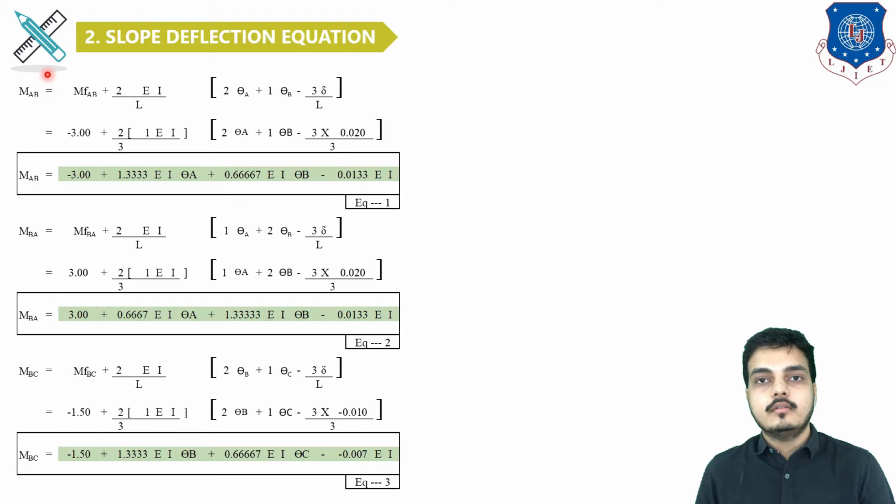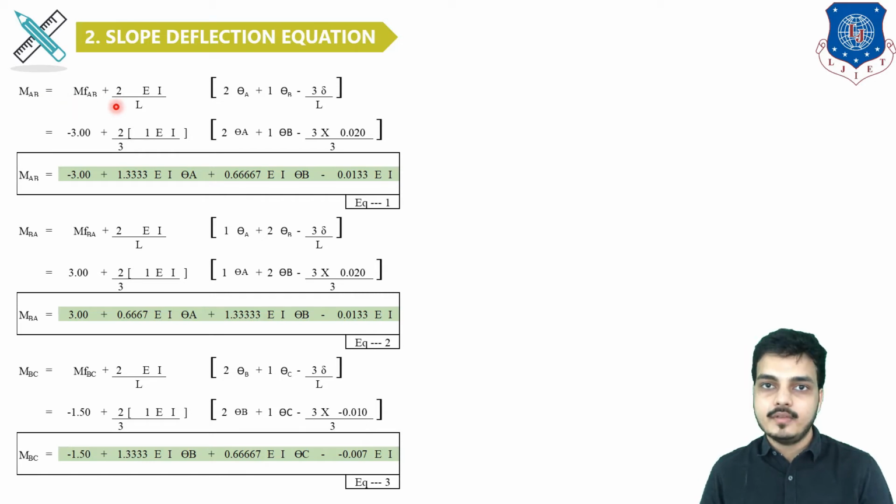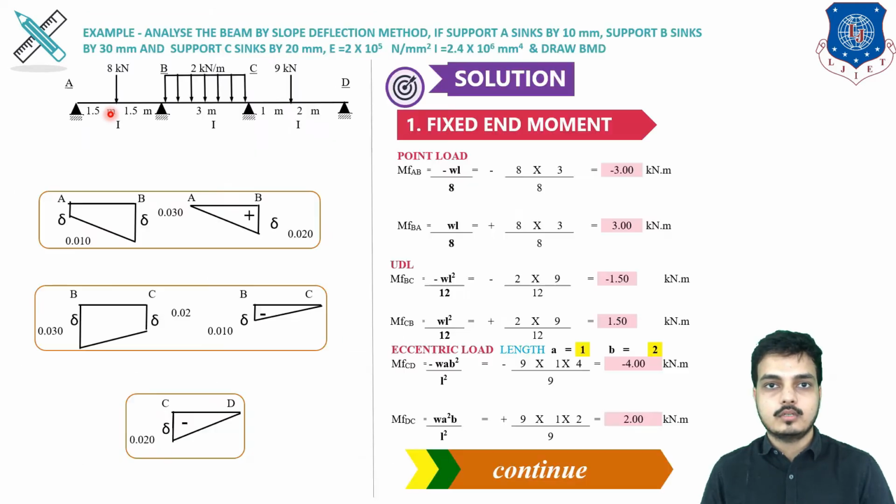So we have to find out the slope deflection equation with the help of this formula. MAB is nothing but MFAB plus 2EI upon L into bracket 2 theta A plus theta B minus 3 delta by L. Now I would like to mention that here all the four supports, A, B, C and D, are my unknowns.